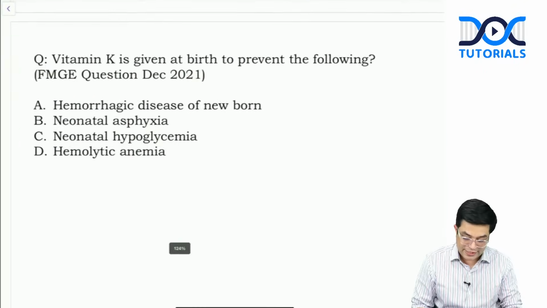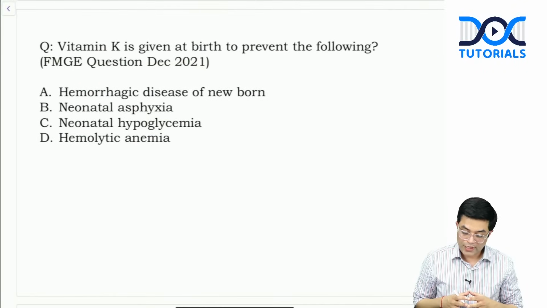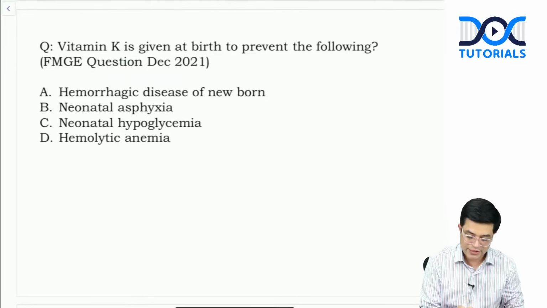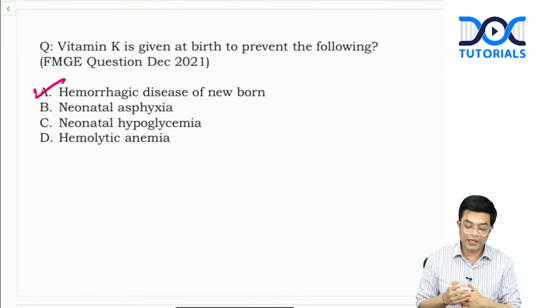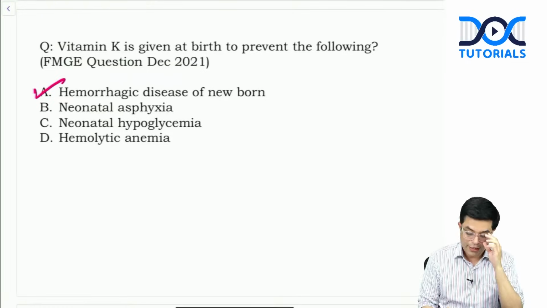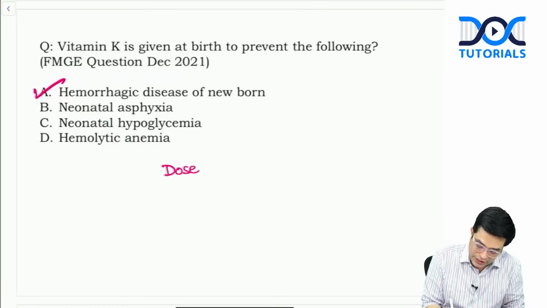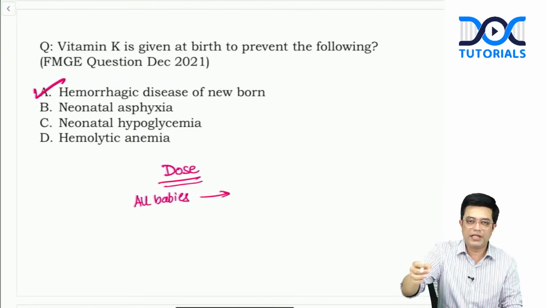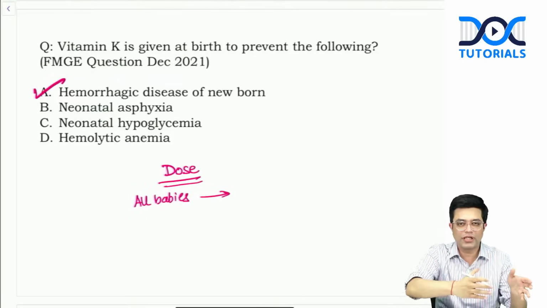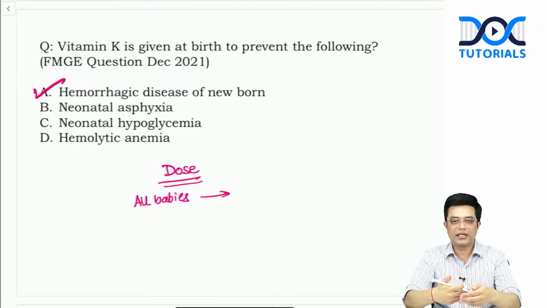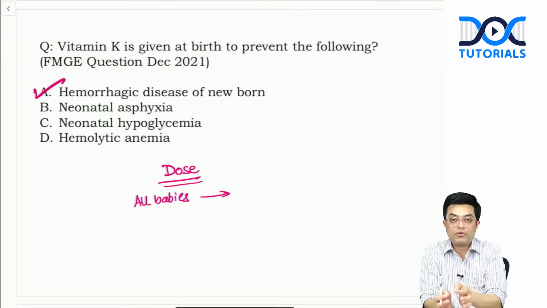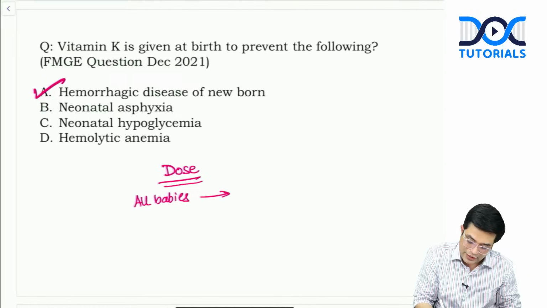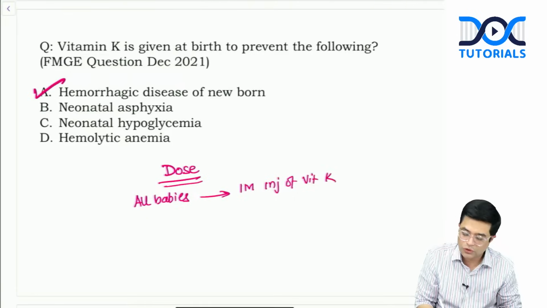Moving further, vitamin K is given at birth to prevent the following. Vitamin K से क्या prevent होता है? Yes, hemorrhagic disease of newborn होती है, because vitamin K is required for the formation of clotting factors, right? So कितना dose, अब exam में पूछा जा सकता है dose क्या है इसका. All babies who are delivered in an institution, term, preterm, post term, सबको देना है vitamin K. जैसे birth हो गया, baby stable है, उसको dry करने के बाद, before you hand it over to the parents, first thing to do is intramuscular injection of vitamin K देना है. What is the dose? The dose is 1 milligram to all babies.